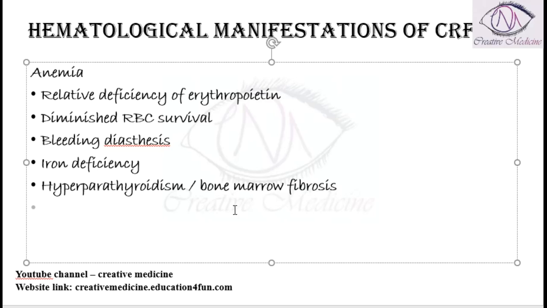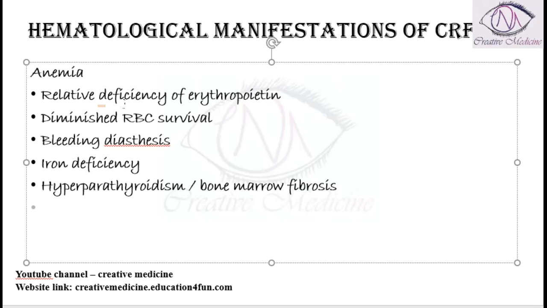Second, whenever there is bleeding diathesis, the patient will have increased blood loss from the body. So because of the blood loss and bleeding diathesis, the patient develops anemia. Then iron deficiency, obviously, because of iron deficiency there will be anemia. Whenever there is decreased RBC survival, anemia will occur.